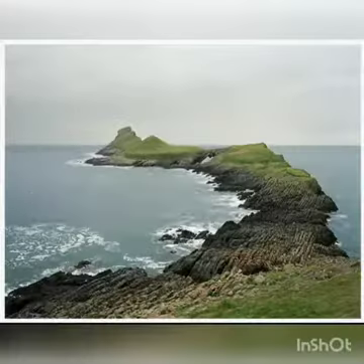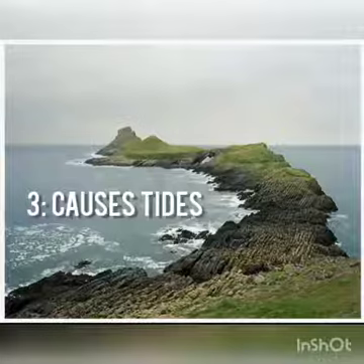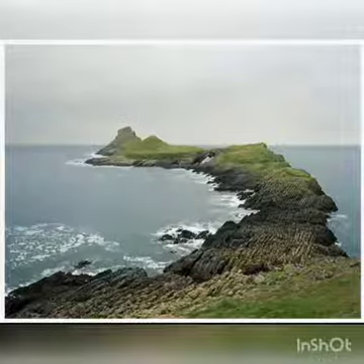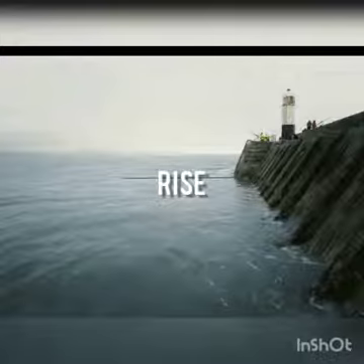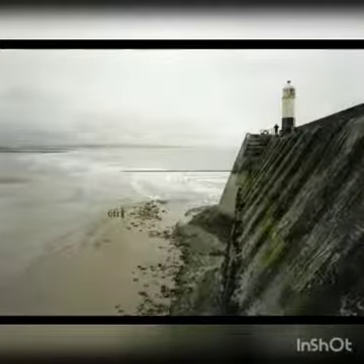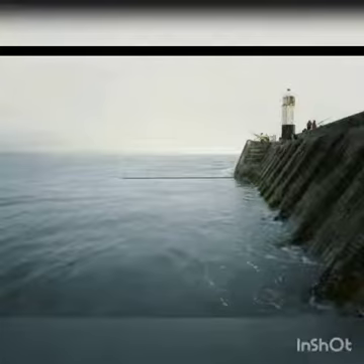Now tides are caused twice a day. Just to learn more, what is a tide? Tides are the rise and fall of sea level. At some part of the day, there will be more water in one location, and at other parts of the day there will be less.